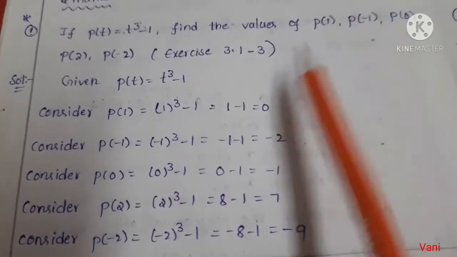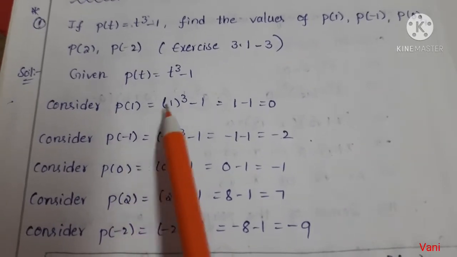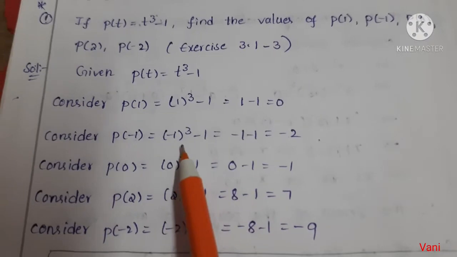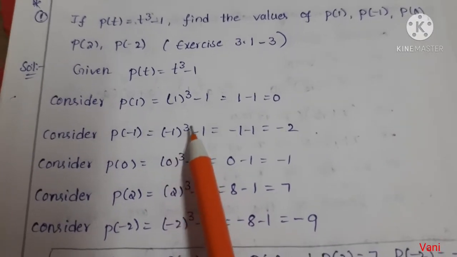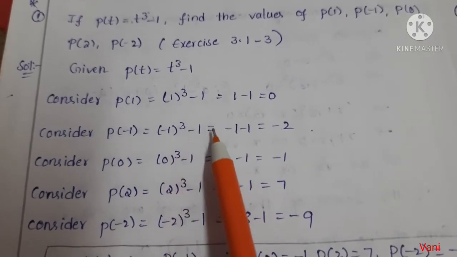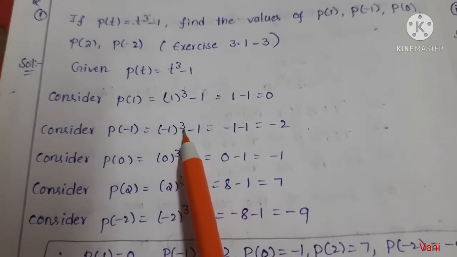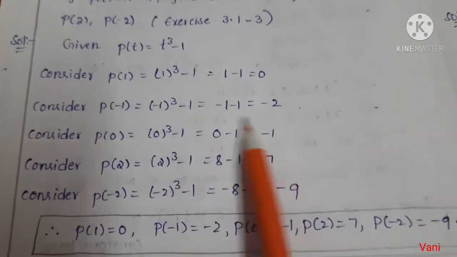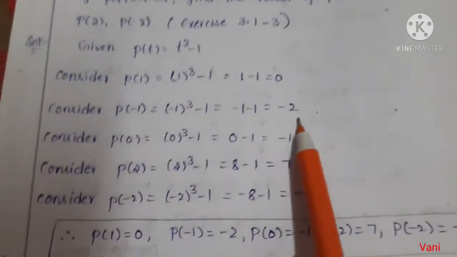Next, p of minus 1. In place of t substitute minus 1. Minus 1 whole cube gives minus 1. If minus 1 has an odd power, it gives minus 1. If minus 1 has an even power, it gives plus 1. Here 3 is an odd power, so you will get minus 1. So minus 1 minus 1 gives minus 2. So p of minus 1 is minus 2.